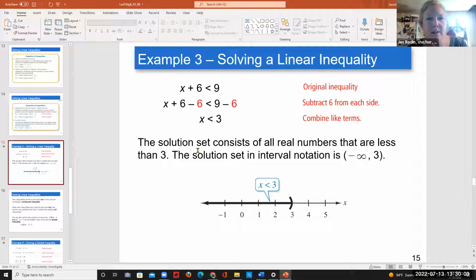This is just how to solve x plus 6 is less than 9. We take away 6 from both sides. The arrow stays pointing the same way because we didn't multiply or divide by a negative. And then plot that on the number line.